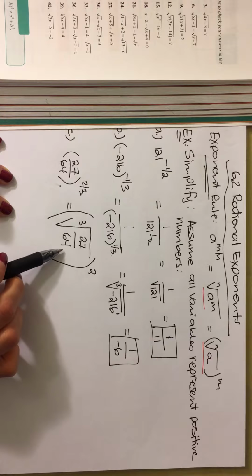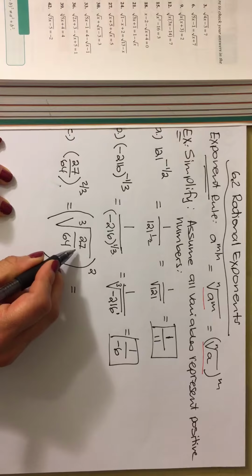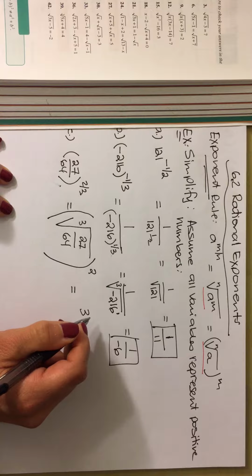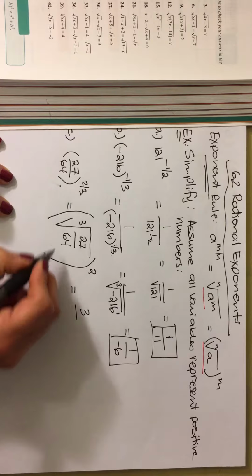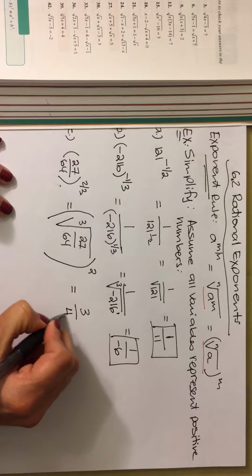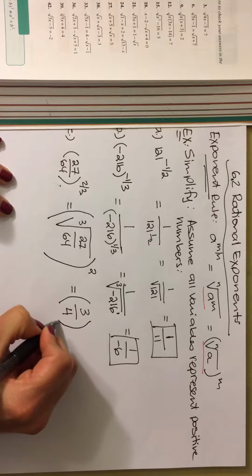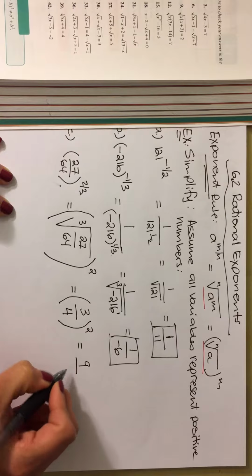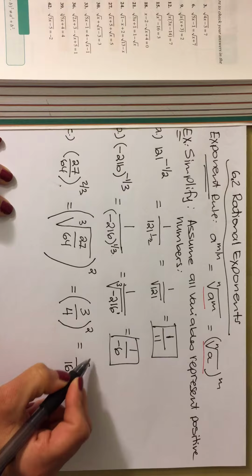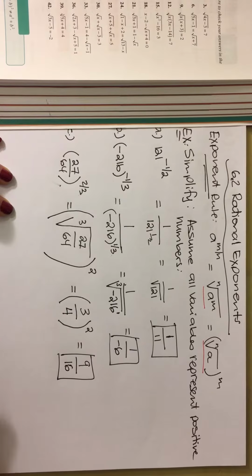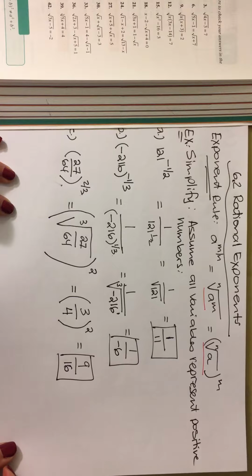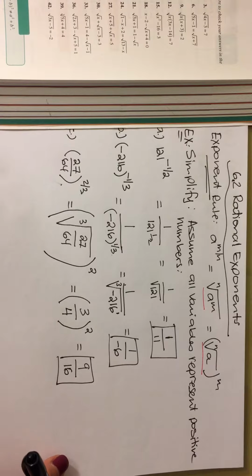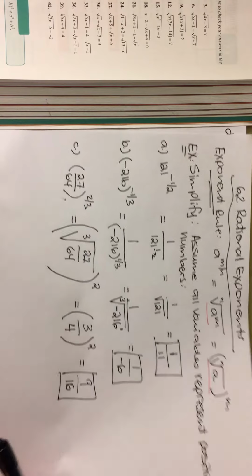Let's take the cube root first. Cube root of 27 is 3, and cube root of 64 is 4. Then we square. 9 over 16 is our final answer. Let's take a look at one more example for this section. This is toward the end of the problems in your text.